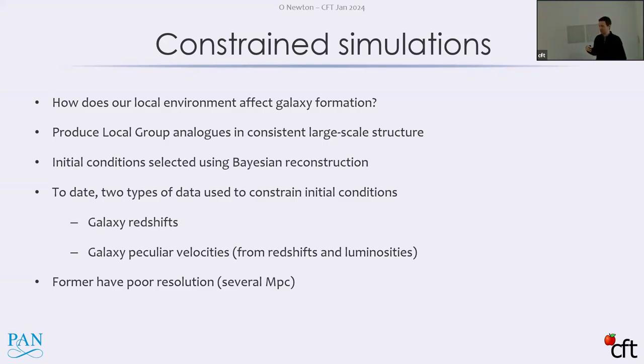So there are two types of data that are used to do this. There are galaxy redshift surveys, and the second thing, there are also galaxy peculiar velocities. So these are essentially the velocities of galaxies relative to the underlying expansion of the universe, which are modeled from a combination of redshifts and velocities. The latter typically are favored for this type of technique because galaxy redshifts, importantly on the scales of the Local Group, which we will classify at least for astrophysical purposes as small scale, have poor resolution on the scale of several megaparsecs, which is what we're interested in here. So galaxy peculiar velocities are what we use to constrain simulations, and basically the goal is to produce these initial conditions that when you evolve them forwards, as I say, you produce these Local Group analogues in a consistent large-scale structure that matches what we see.